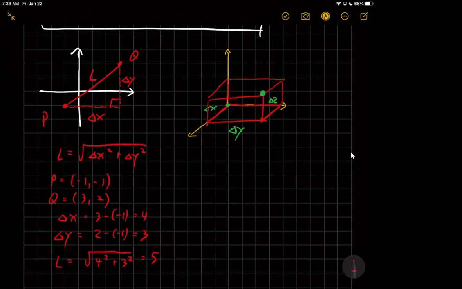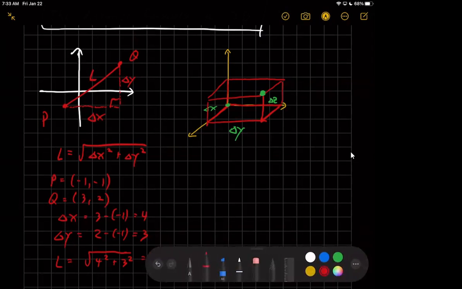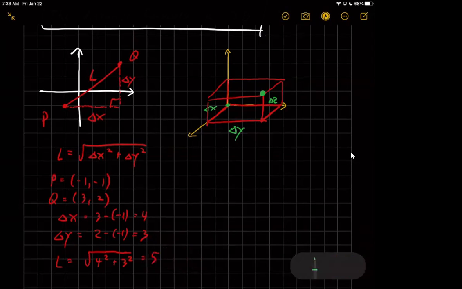So what we're really finding is the distance from one corner of a box to the opposite corner of the box. Okay, so from our perspective, we're kind of connecting the back left corner to the front right corner.